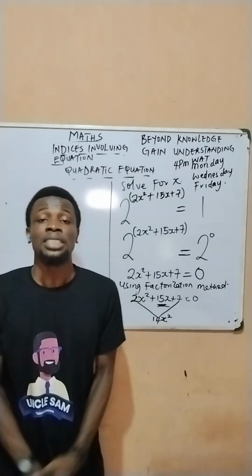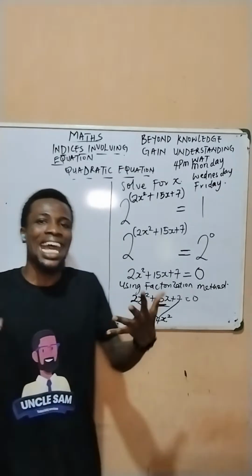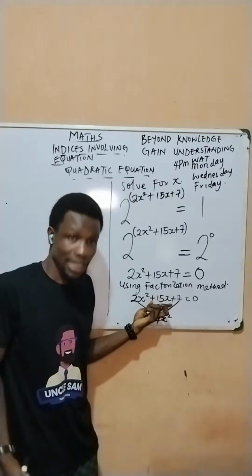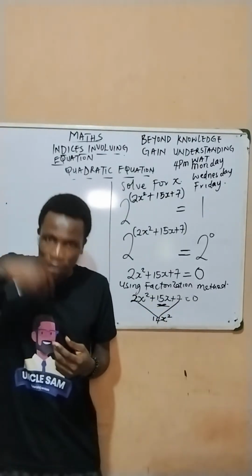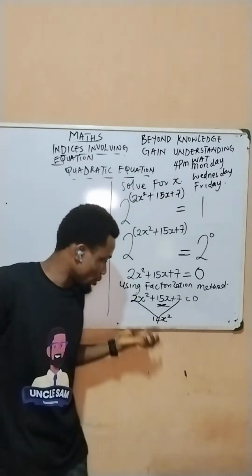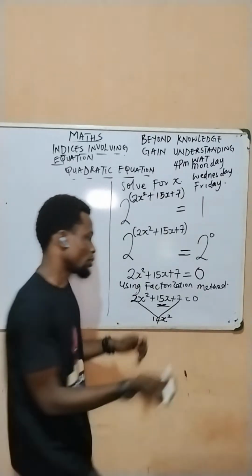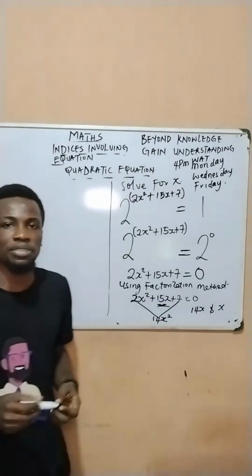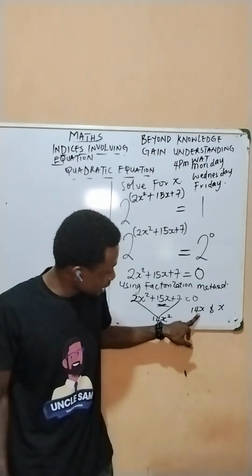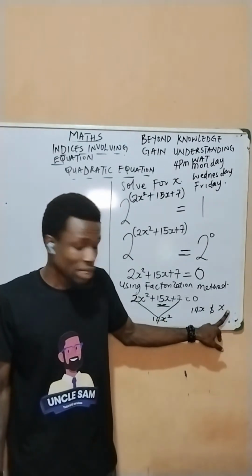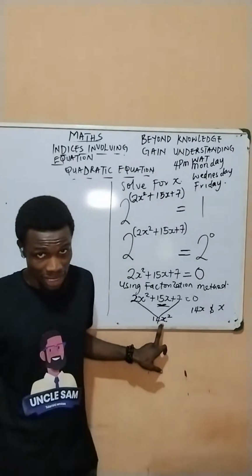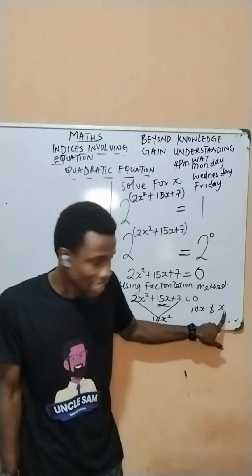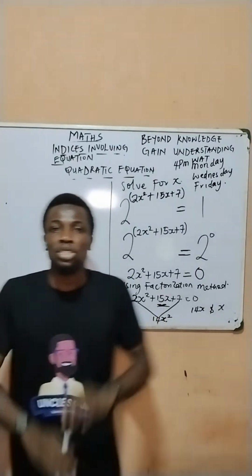Think of two numbers. If you add or subtract them from each other, it's going to give you 15x. But if you multiply them together, it's going to give you 14x squared. There are two values that I know, and that is 14x and x. Now, let's prove if this is correct. If I multiply 14x by x, it's going to give me 14x squared, just like I said. And then, if I add 14x to x, it's going to give me 15x.